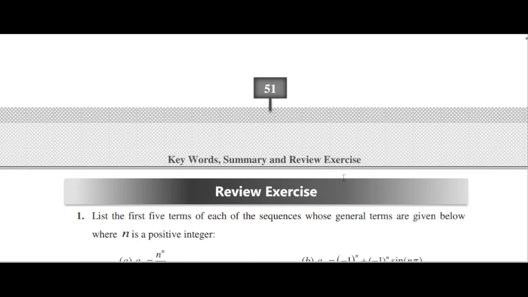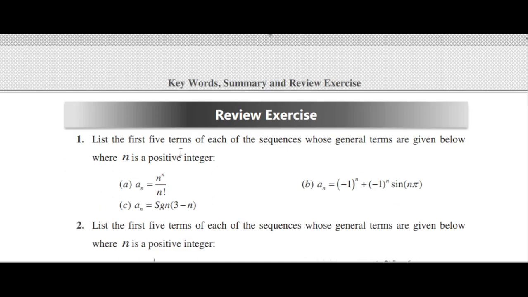Now let's do this particular summary exercise, review exercise. List the first five terms of each of the sequences whose general terms are given below, where n is a positive integer. Number a: a_n is equal to n to the power n over n factorial. Let's list out some terms.